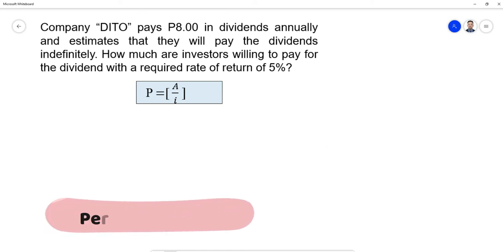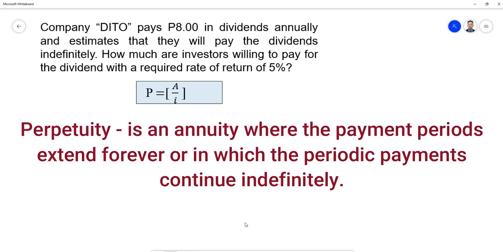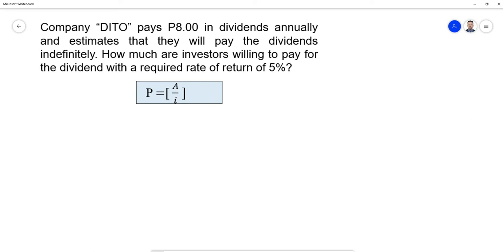This is a perpetuity problem, and the formula is P is equals to A over I. P, present value, is equals to the A, cash flow, over the I, which is the interest rate or yield. By the way, a perpetuity is an annuity where the payment periods extend forever or in which the periodic payments continue indefinitely. In this problem, we have A as 8 pesos and I as 5%.